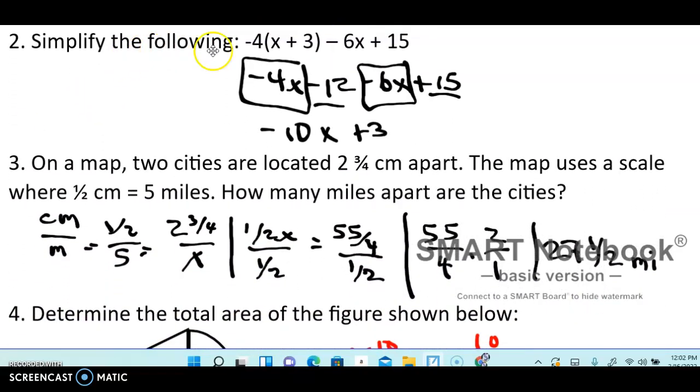Number two, simplify the following. -4 times parentheses x plus 3 minus 6x plus 15. I'm going to get -4x minus 12, bring down a -6x and 15. Combine my x's and I get -10x plus 3.